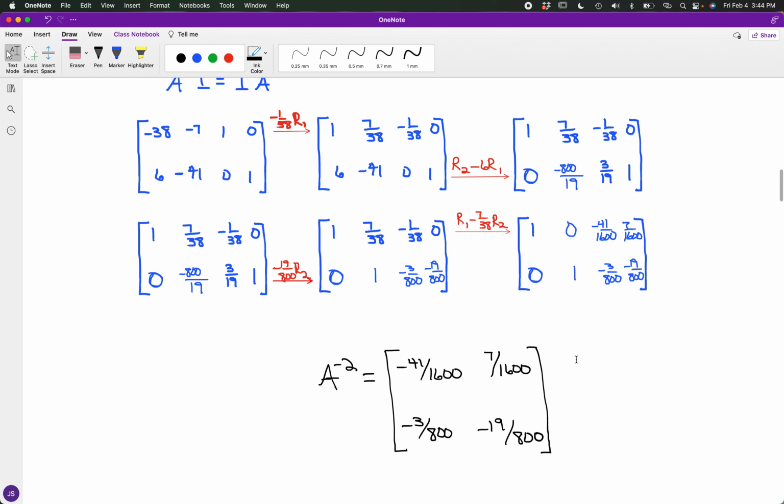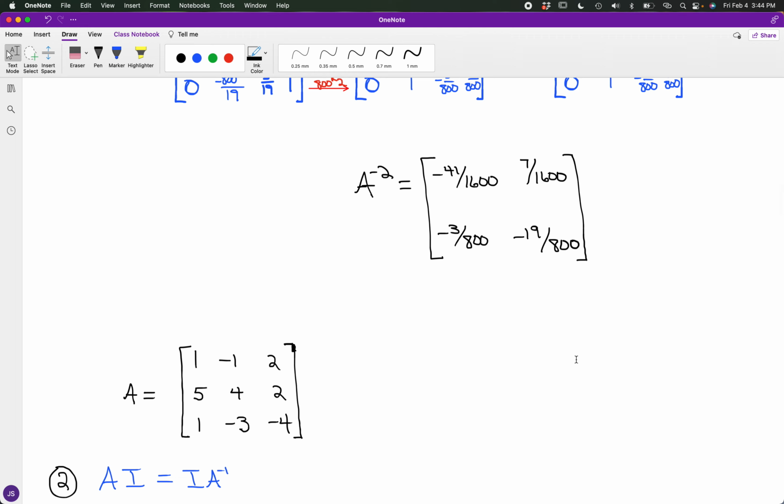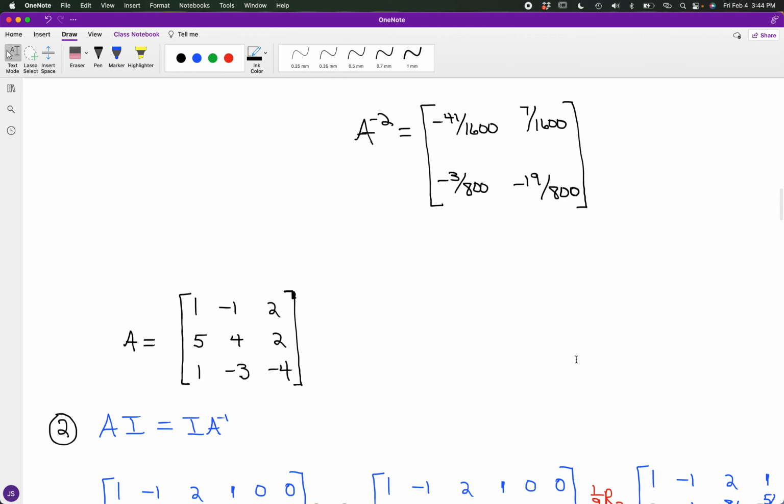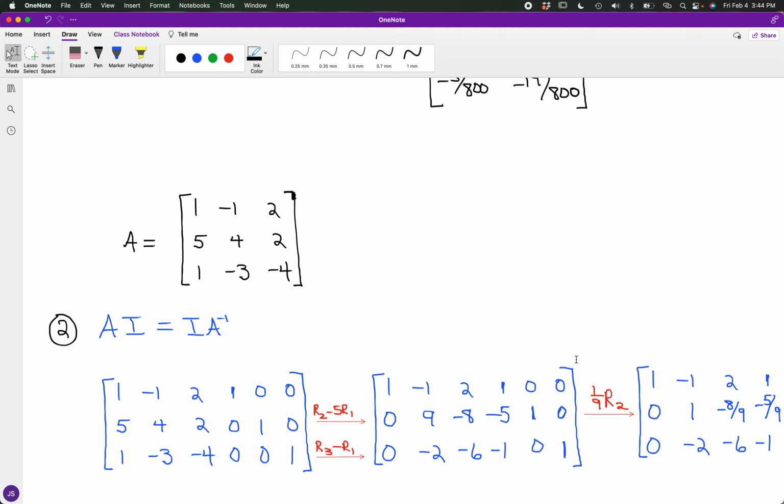All right. Now, for the case of the second matrix, which is a 3 by 3, if I'm looking for the inverse, we have A as 1, negative 1, 2, 5, 4, 2, 1, negative 3, negative 4. And if I use the property that AI is equal to I times the inverse of A, I can just set this up as a 3 by 6 matrix, with A alongside the identity, and convert the first column to 1, 0, 0.